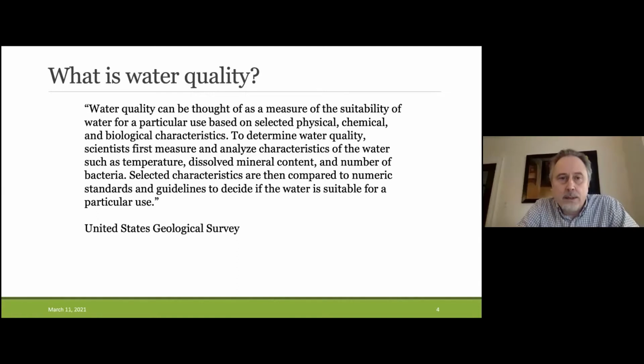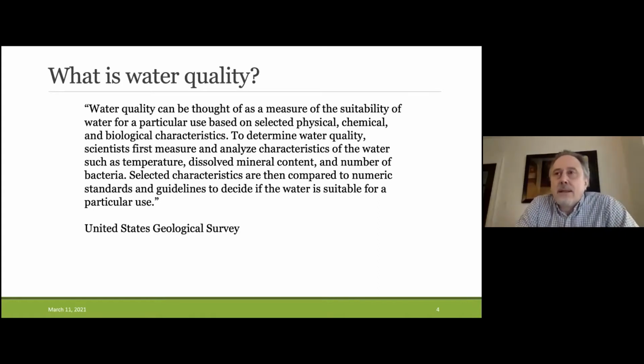To determine water quality, scientists first measure and analyze characteristics of the water, such as temperature, dissolved mineral content, and number of bacteria. Selected characteristics are then compared to numeric standards and guidelines to decide if the water is suitable for a particular use. So you can see this is what I would call a utilitarian view of water quality. It starts from the end use of the water and then defines what the appropriate water quality is. But you can still see that it's, to a certain extent, kind of vague, because you can think of water quality as a measure of, etc.